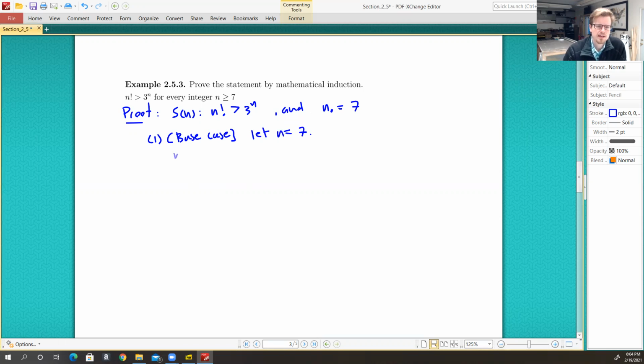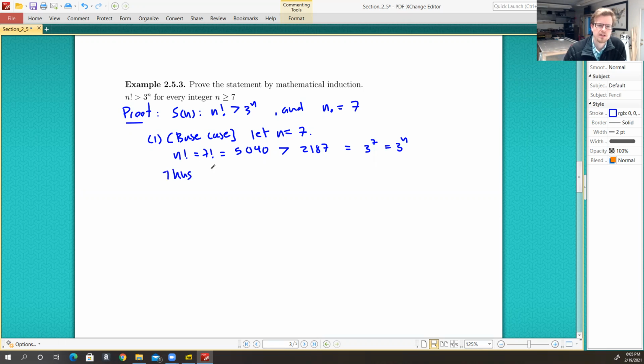Here, what we can notice is that n factorial is 7 factorial, and 7 factorial is 5,040. And here, if we wanted to produce a string, we could do that. We might say to ourselves, do some side work and observe that 3 to the 7th is actually equal to 2,187. So I have n factorial is greater than 3 to the n when we're letting n be equal to 7. Right? So n factorial is 7 factorial, which is 5,040, which is in fact greater than 2,187, which is in fact 3 to the 7th, or 3 to the n.